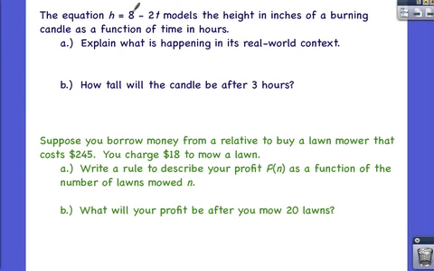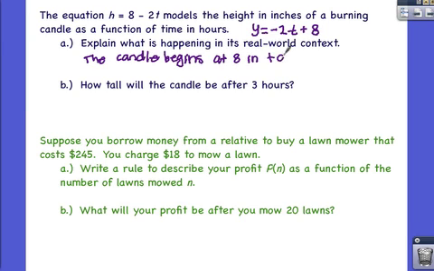What this is showing, if you want to rewrite it, so that you're more clear on which part is which, is that your y-intercept is 8. And that means that when t is 0, or that no hours have passed, the candle is 8 inches tall. So the candle begins at 8 inches tall before burning.